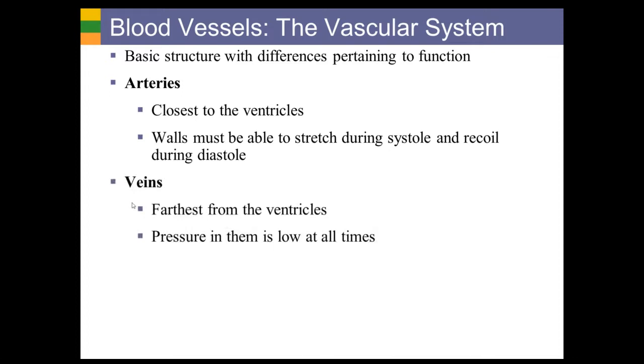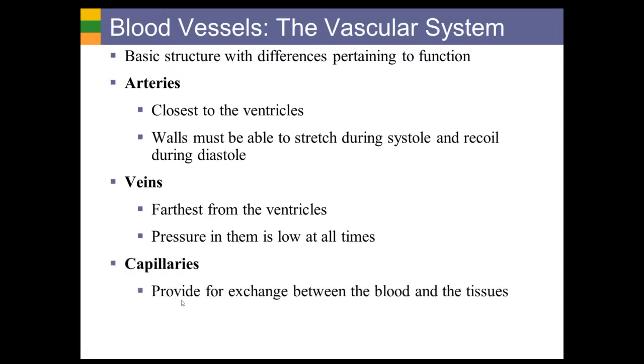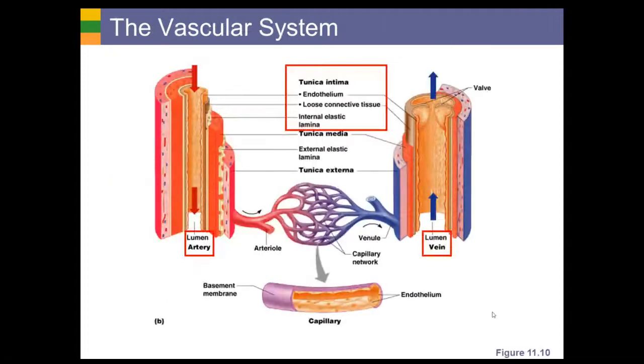Veins, on the other hand, are farthest away from the ventricles. Blood pressure is low at all times, and they don't have to stretch and recoil like arteries do. And then capillaries are the only location in the blood vessels where there's actual exchange of substances between the blood and the tissues. So we have blood vessels with three very different functions, and that's reflected in their anatomy.